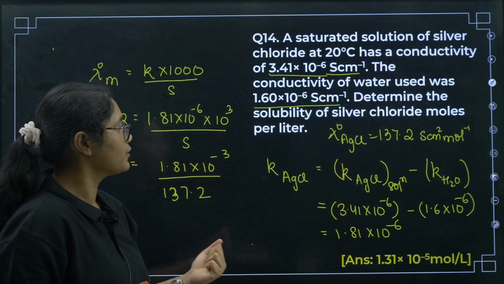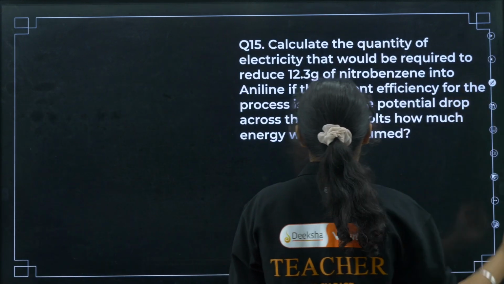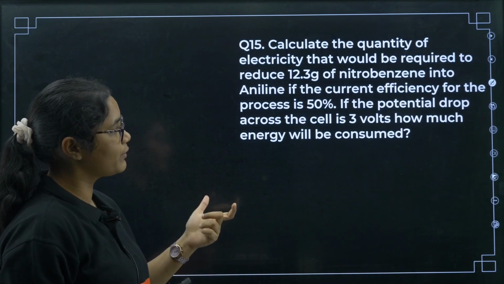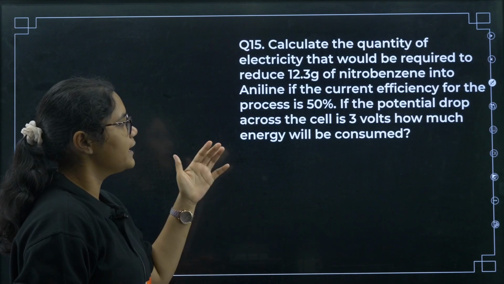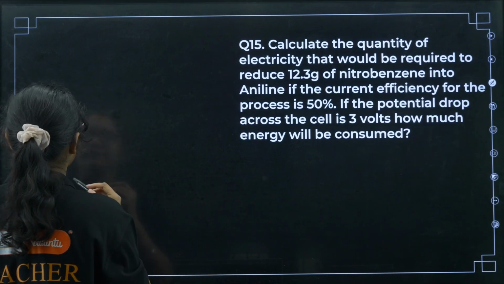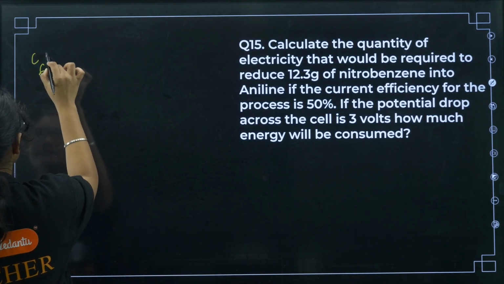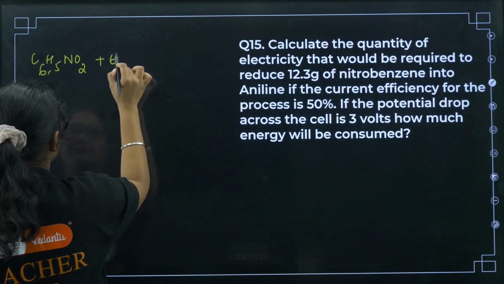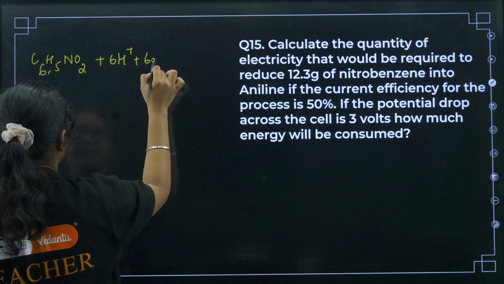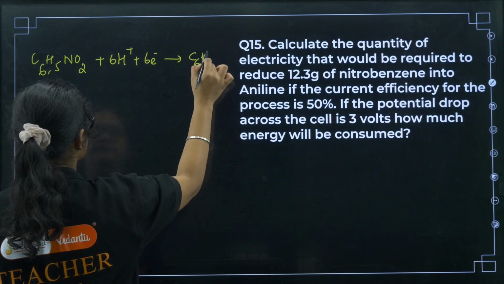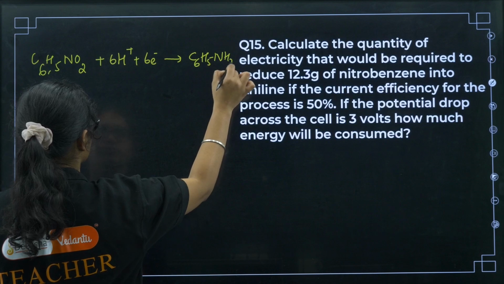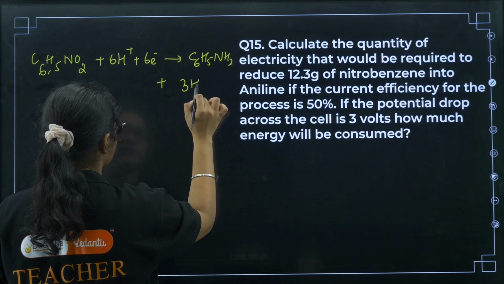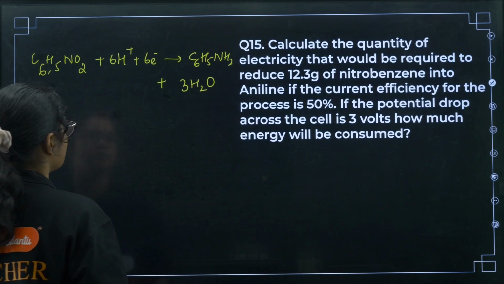Now moving towards the next question: calculate the quantity of electricity that would be required to reduce 12.3 gram of nitrobenzene into aniline. First of all, you should know the reaction here. C6H5NO2 is getting converted with 6H plus and 6 electrons to give you C6H5NH2, plus 3 H2O. So the reaction is like this.